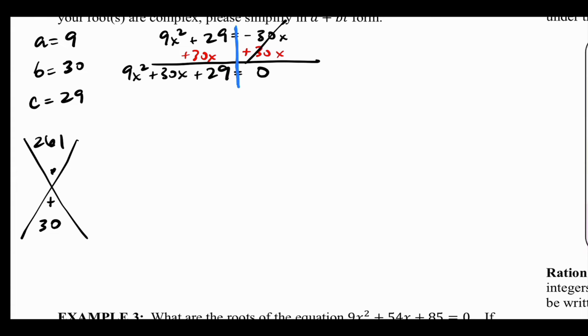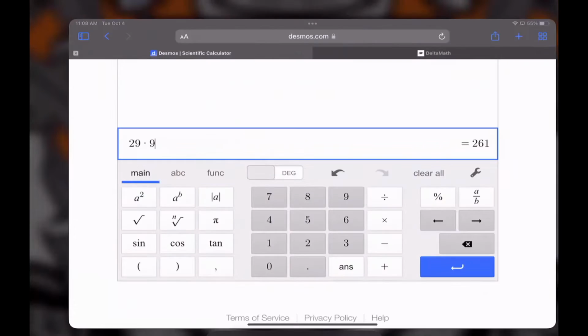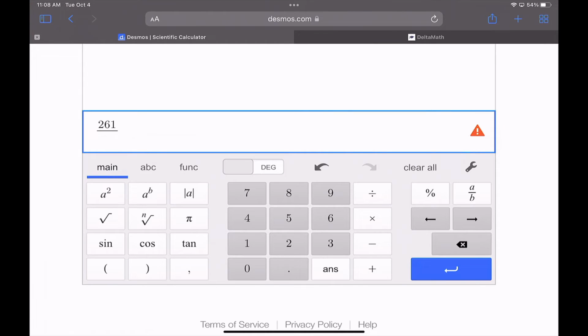This is where my calculator comes in handy. So this is what you're going to do, either on Delta Math or on Desmos, it's the same type of calculator. You put the number 261 divided by, and then you just start dividing it by things. Divided by 2, no, it doesn't go in evenly. 3, yep, 87 and 3. Okay, so let me write that down: 87 and 3.